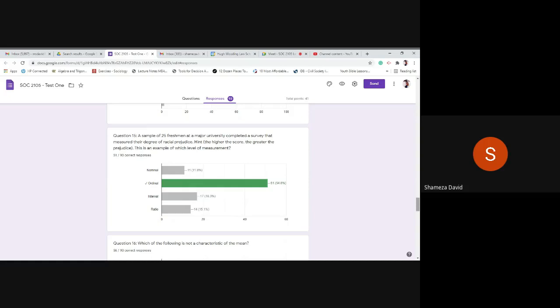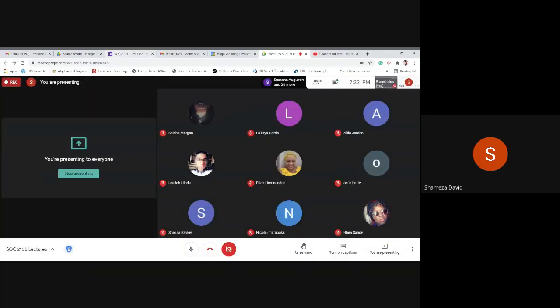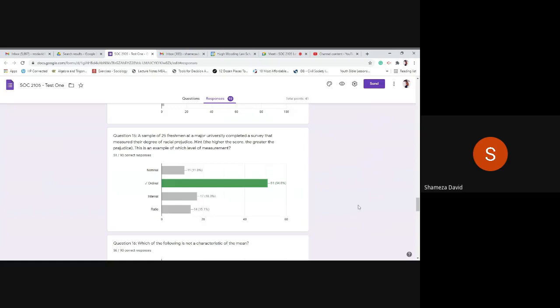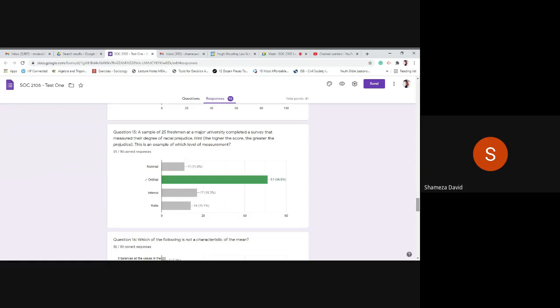And then you had a hint there which told you that the higher the score, the greater the prejudice. This is an example of what level of measurement? Now, it measures the degree of prejudice, and based on the results, the higher the score, the greater the prejudice. It means that there's a rank, there's an order. If I score a 3 on the scale, and somebody scores a 5, it means that there's an order. They're higher on the scale of prejudice than I am.